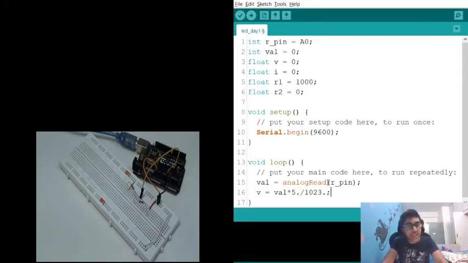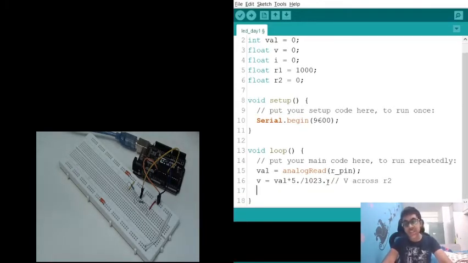All right, so we get the potential difference across the second resistor. So let me write that as a comment. V across R2. Right. Now we need the potential difference across the first resistor to calculate the current. Let's just go ahead and calculate the current for that. We are going to say I equals, I stands for the current, 5 minus V.